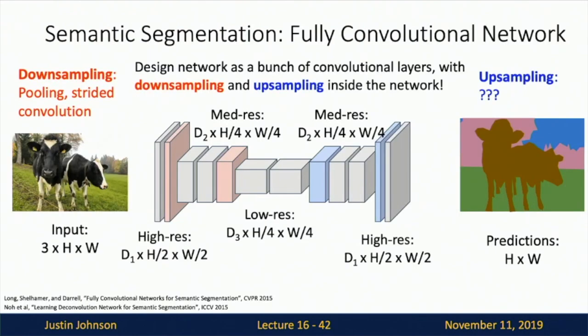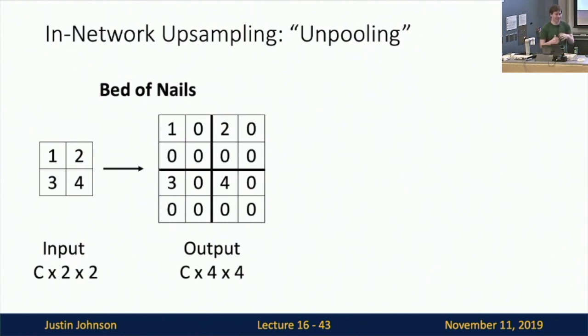Because downsampling is often called pooling, then upsampling should clearly be unpooling, because it's like the opposite of pooling, right? So one option for unpooling is this so-called bed of nails unpooling.